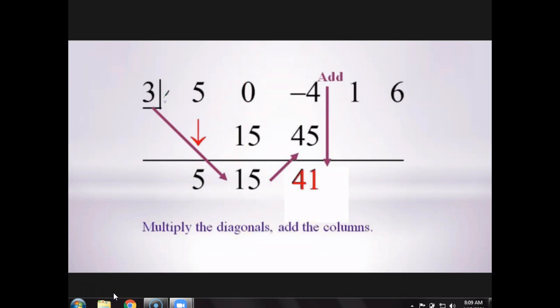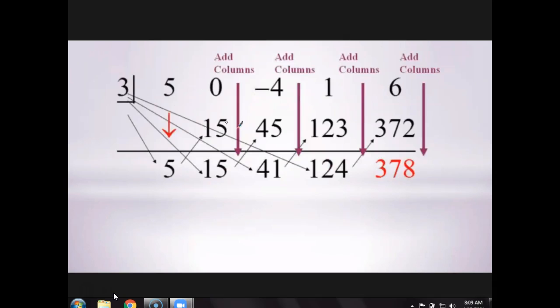So you add, multiply, add, multiply. 3 times 41 gets multiplied, and then you add. And then last but not least, you multiply. So we repeat that add, multiply step until we get to no more columns.